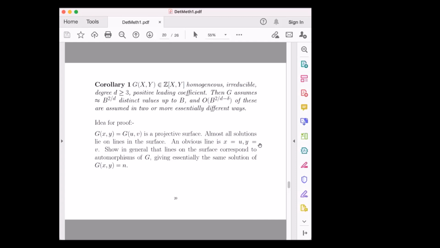Unless there are other lines, almost all solutions of this equation are given by x equals u, y equals v. And that says that almost all the time, if something is represented in two ways, then it's really the same way. In general, you have to understand how it is that lines on the surface correspond to automorphisms of G, and that's what really means that you get essentially the same solution of G(x,y) equals n if the two solutions are related by an automorphism of G. You can find further details of this in the references I gave.